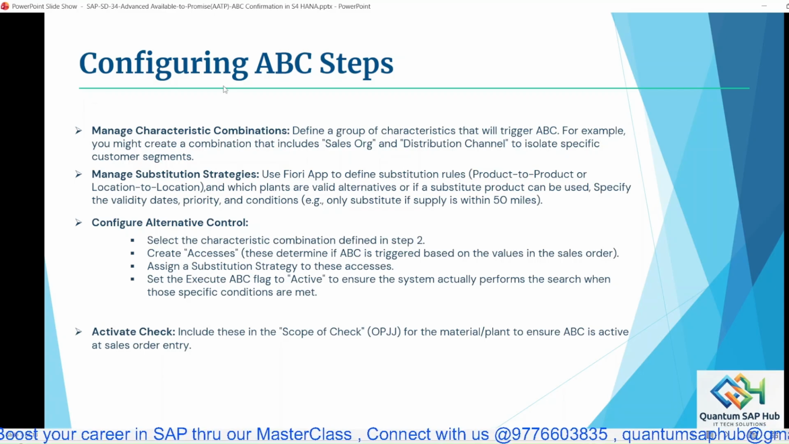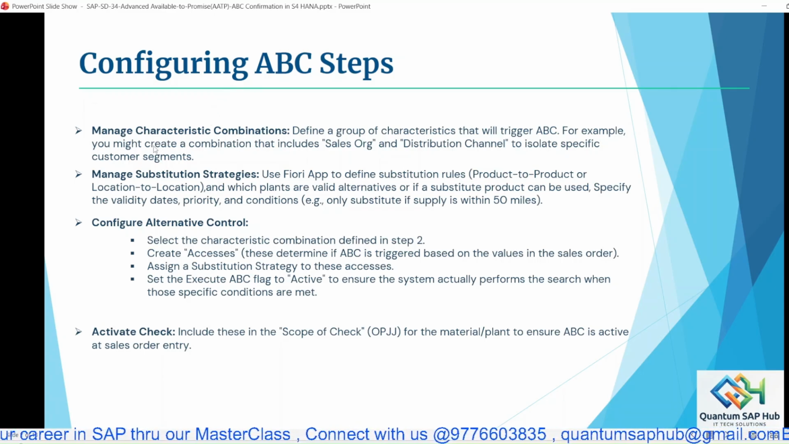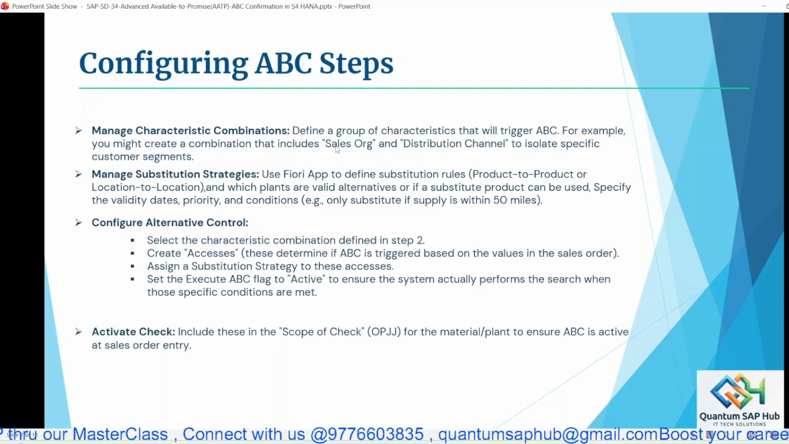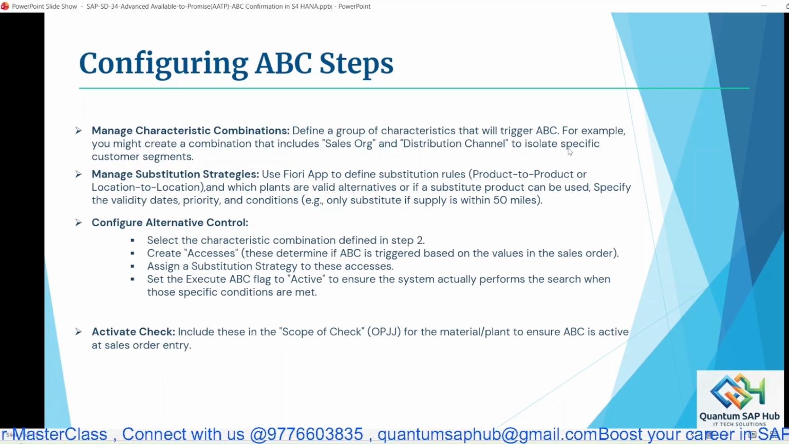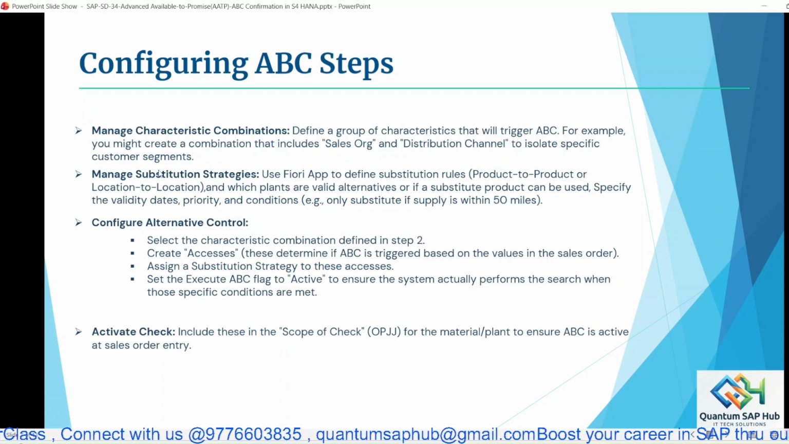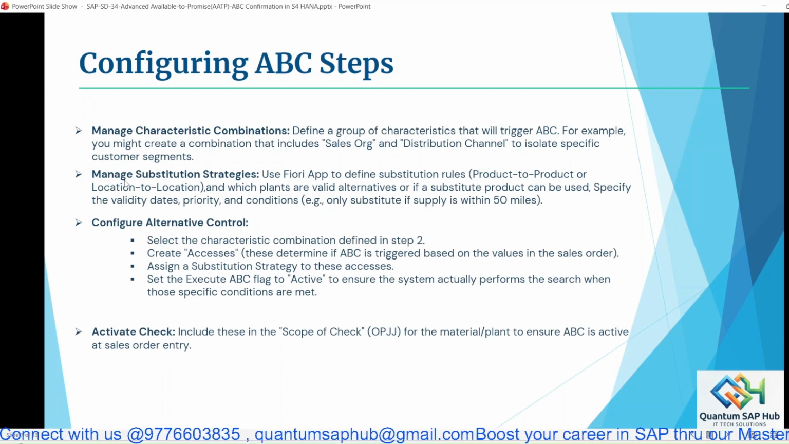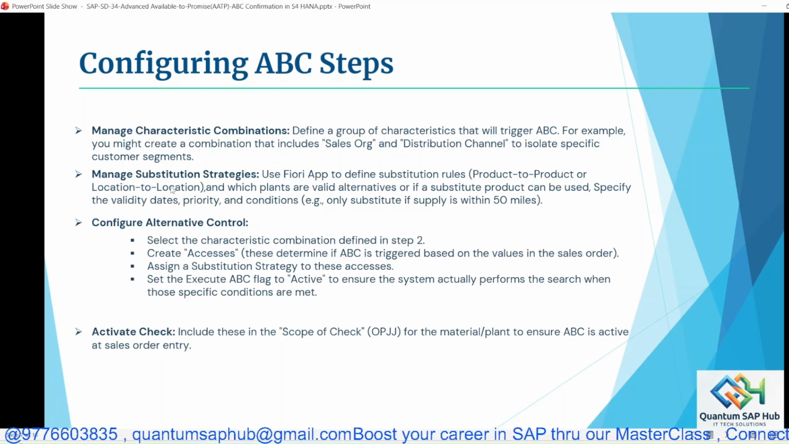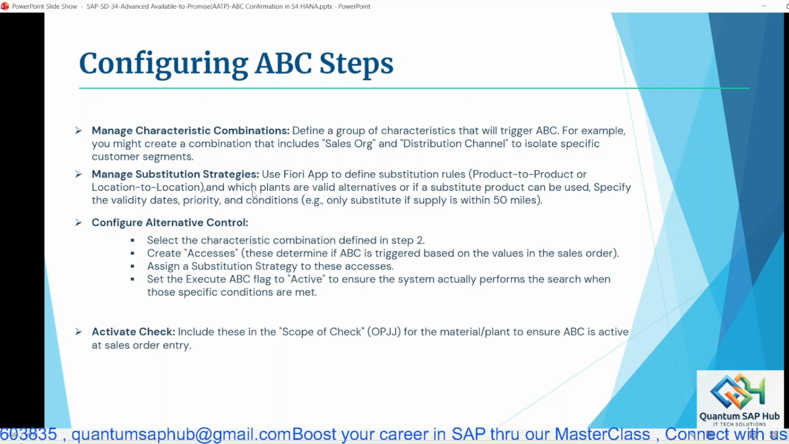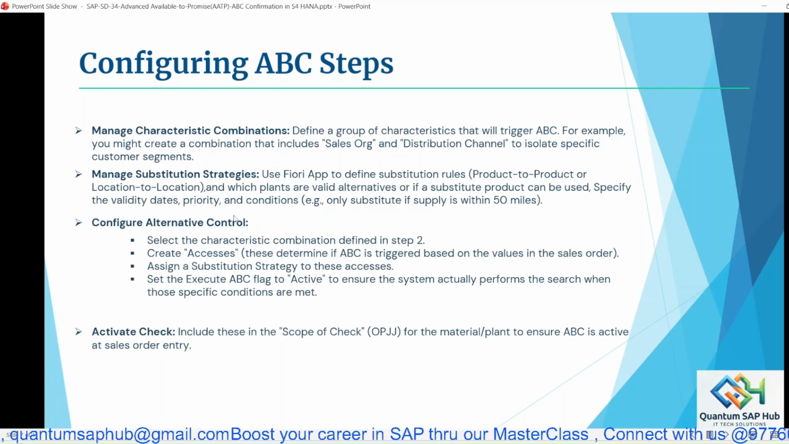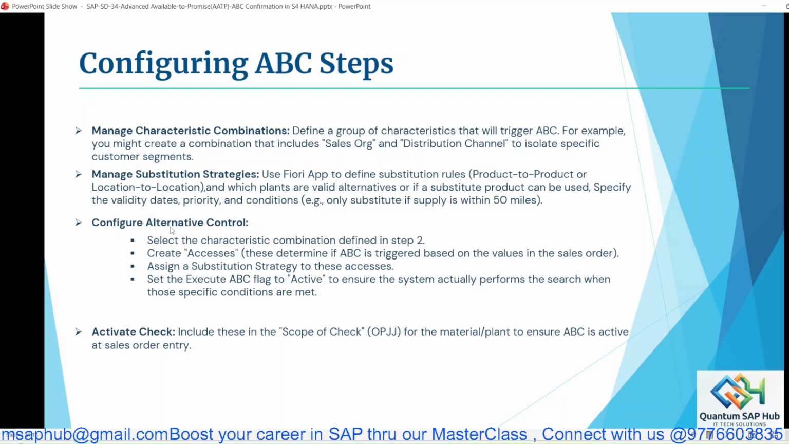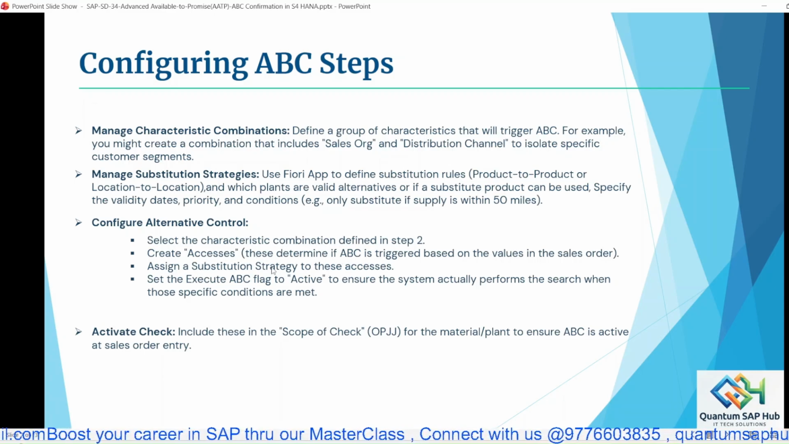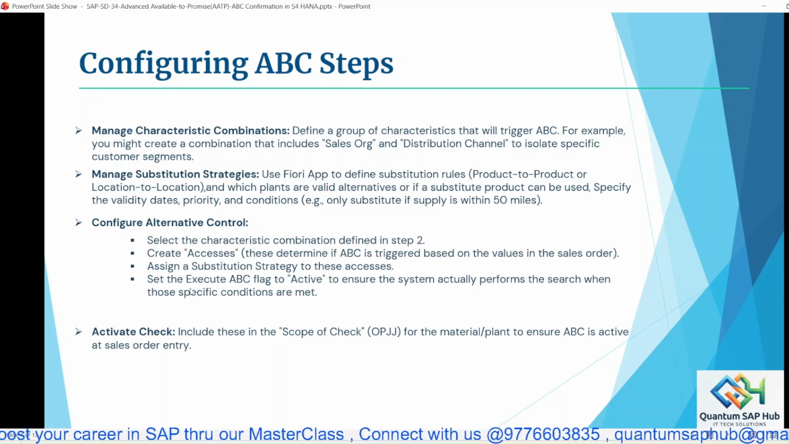Coming to the ABC steps. First, managing the characteristic combination for which ABC will be triggered. It may be the sales organization and distribution channel combination, or any other segment you can create. Next is managing the substitution strategies. You will have product to product substitution, plant to plant substitution, then location to location substitution. Then configuration of alternate control: you select the characteristic combination, create the access, assign the substitution strategies, and execute the ABC flag.